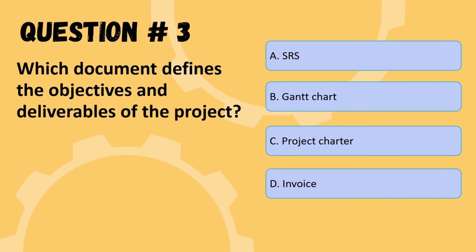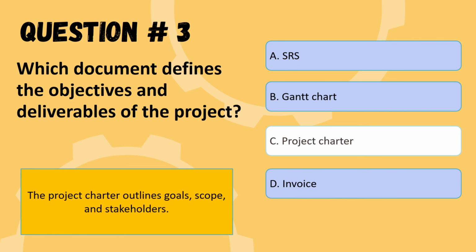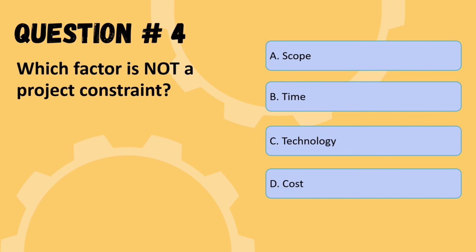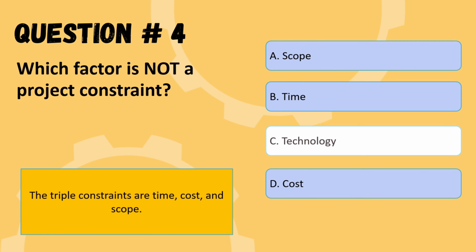Next question is, which document defines the objective and deliverable of the project? Options are SRS, Gantt chart, project charter or invoice. The correct option is project charter. Next question is, which factor is not a project constraint? Options are scope, time, technology, or cost. The correct option is technology.